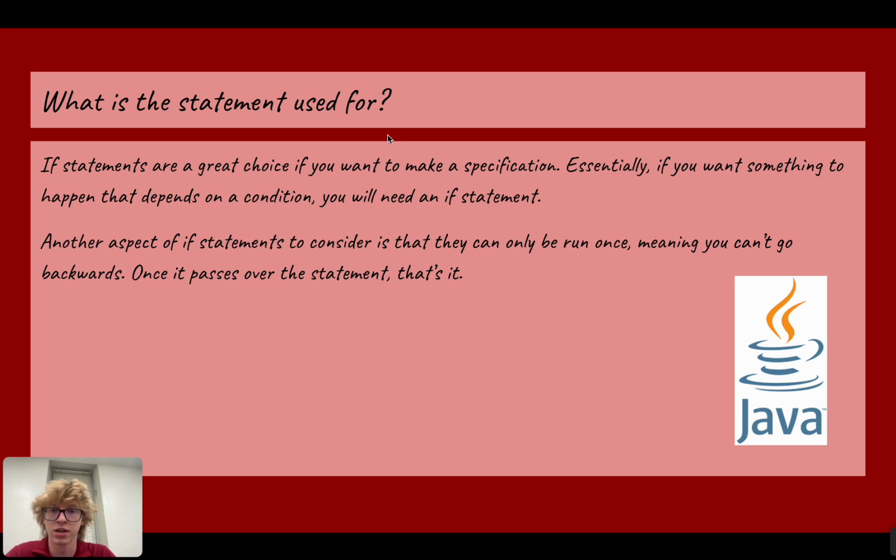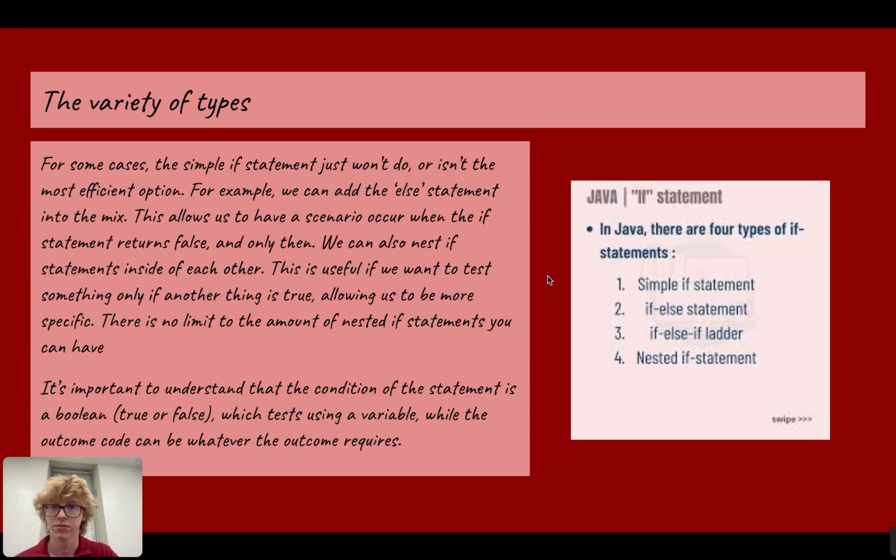Another aspect of if statements to consider is that they can only be run once, which means if you initialize something here, I equals 5, and it is less than 10, it will run that. If it's greater than 10, it won't run the code because it says if it's less than 10. But then if you increase I later in your code, it doesn't change the if statement at the start of the code. So it's important to understand, and you'll need more technical for loops and while loops for that. There's a variety of types. The simple if statement just won't do, especially for more efficient code. It's better to use other ones for different scenarios.